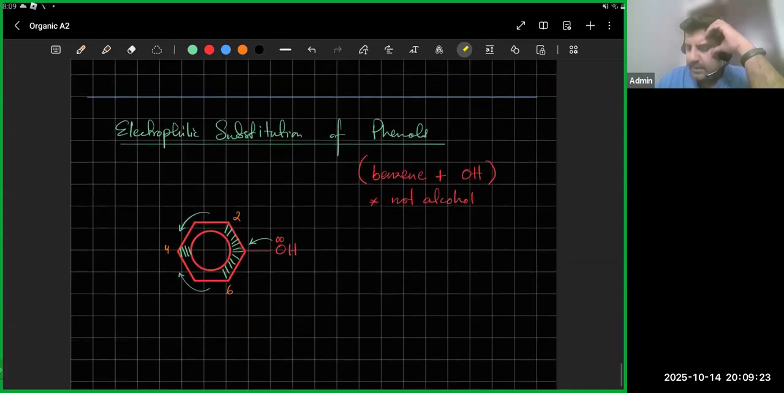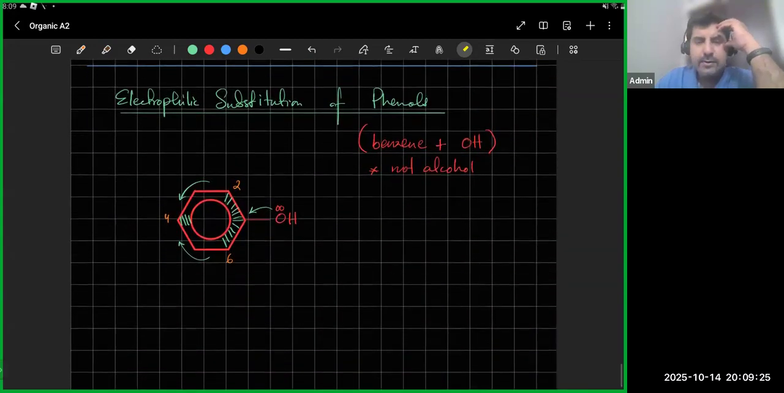And then this was another electron donating group. Okay, we had started with phenols, which was benzene plus an OH group. And remember, that is not an alcohol.